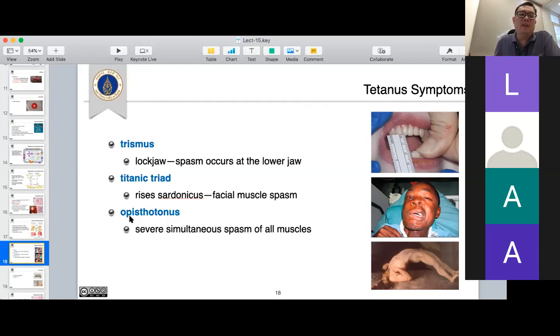And the final thing is opisthotonus. Opisthotonus means all muscles in your body spasm and contract. All muscles means the cardiac muscle, the smooth muscle, every muscle. So your lungs cannot breathe, your gut and intestine cannot squeeze, everything, then you die. Okay, that's tetanus.